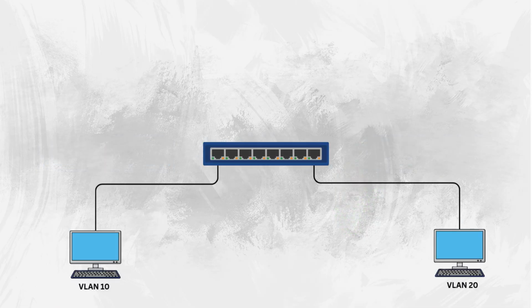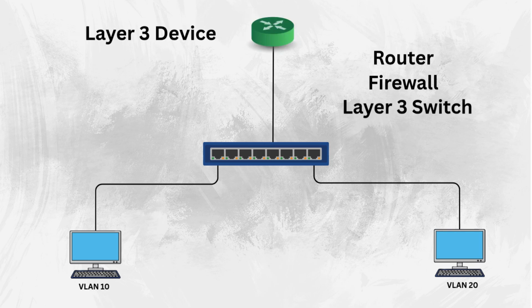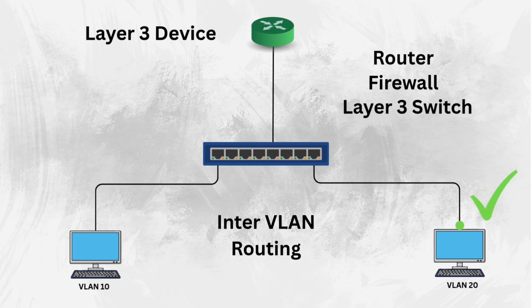Now, an important point. Devices in different VLANs cannot communicate directly. If a device in VLAN 10 needs to talk to a device in VLAN 20, that traffic must go through a Layer 3 device, like a router, firewall, or Layer 3 switch. This is called inter-VLAN routing. This gives network administrators better control over security and access policies.